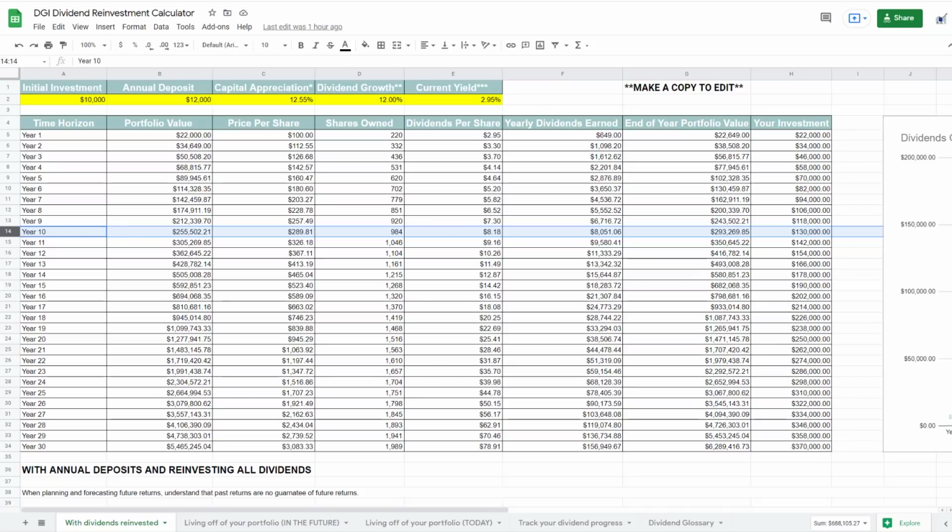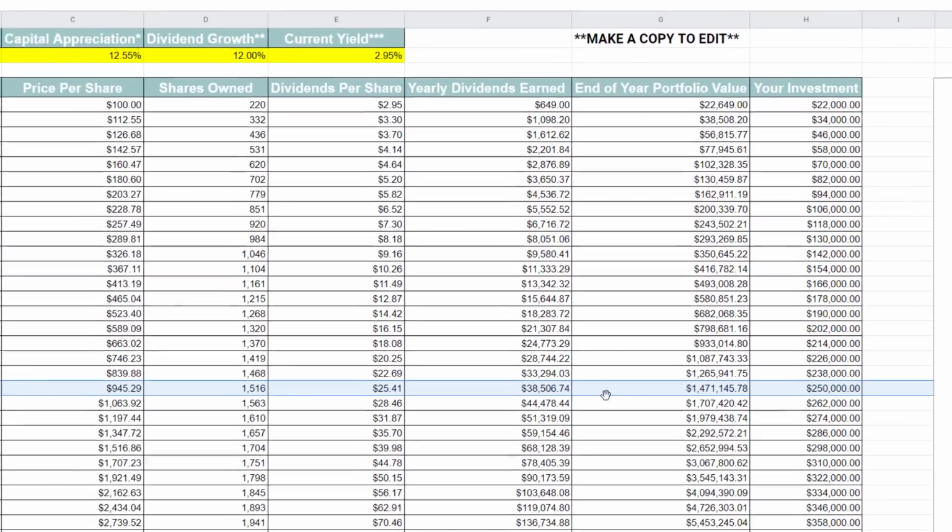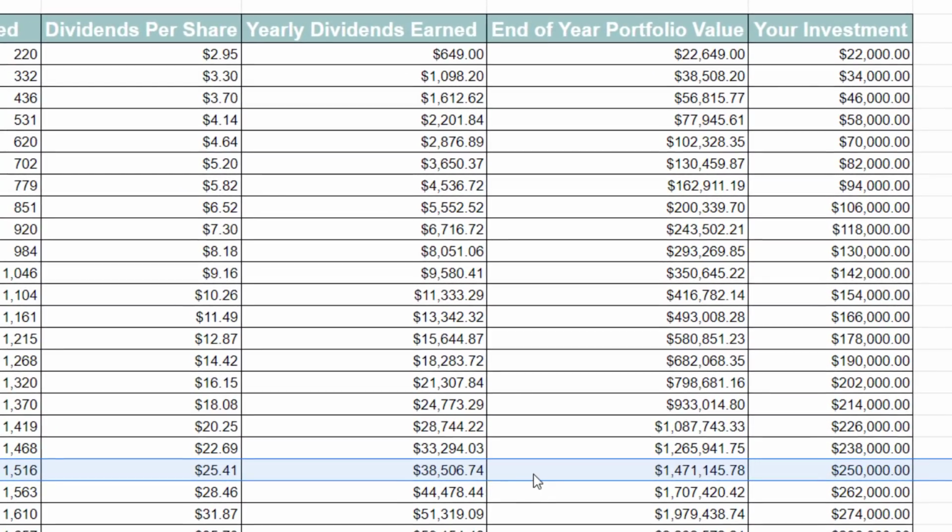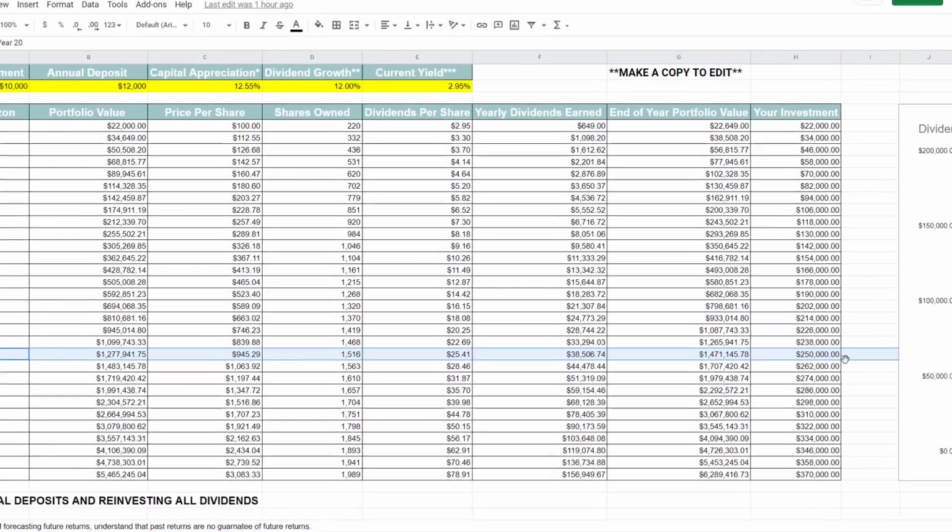So what would that look like if you were to continue reinvesting and adding to your portfolio for 20 years? In 20 years, your portfolio would be valued just under $1.5 million. And here's the cool thing. After 20 years, you would have only invested $250,000. So this is assuming that you don't get a raise at your job. This is assuming that you don't cut your expenses. This is assuming that you only are investing that $1,000 every single month. And this is pretty cool. In 20 years, this is what the portfolio would look like.